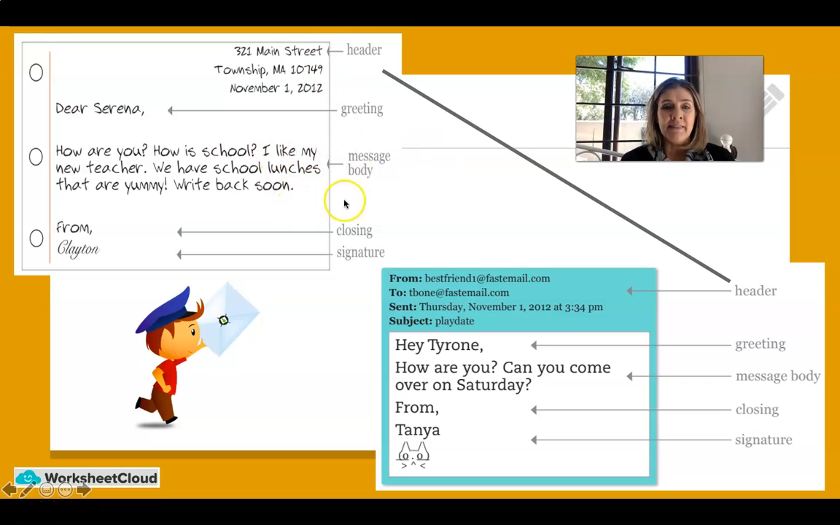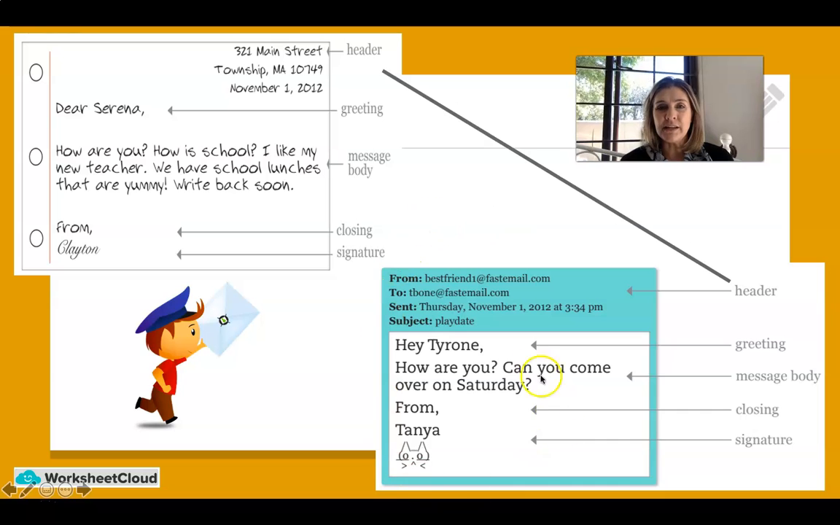So take a look. The layout of a letter is as follows. You normally have in the top right-hand corner, and I'm sure you've written a letter numerous times in grade 4, 5, and 6. You normally put the address at the very top. Okay, that's your header. You then have your greeting, dear Serena, whoever you're writing to. You then have the message or the body of what you're wanting to say, and then you have your closing, which is from, and your name underneath. Obviously, it would be much longer than this. This is a very short example.